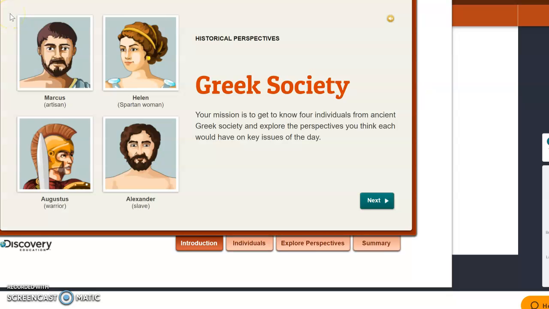Your mission is to get to know 4 individuals from ancient Greek society and explore the different perspectives you think each would have on key issues of the day. We worked a lot on perspectives in our comparative religions unit. Remember that perspective is what other people think and their point of view, as well as your own.